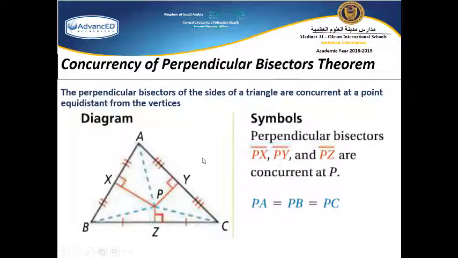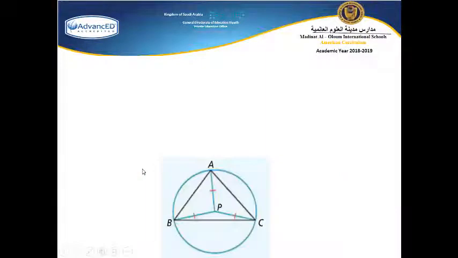Here, by looking at this triangle ABC, we have three perpendicular bisectors, PX, PY, and PZ. They intersect at the point P. This point P is equidistant, the same distance, from the vertices of this triangle. That means PA equals PB equals PC.